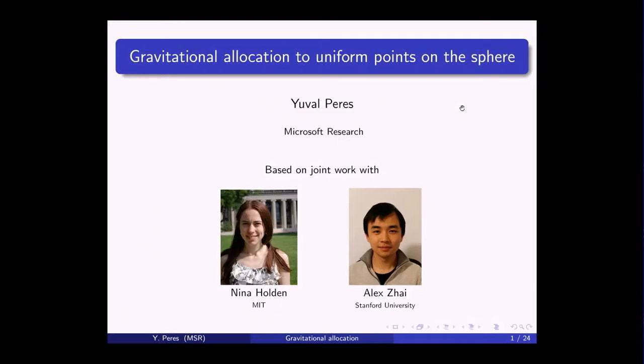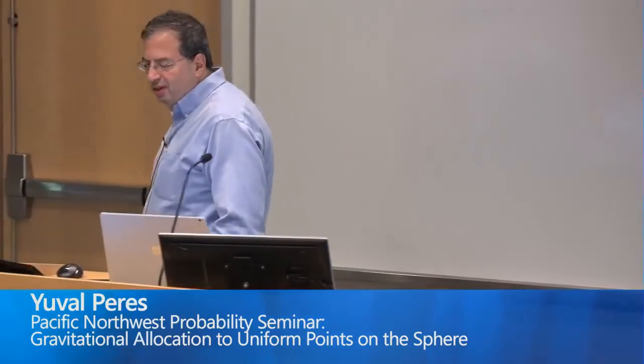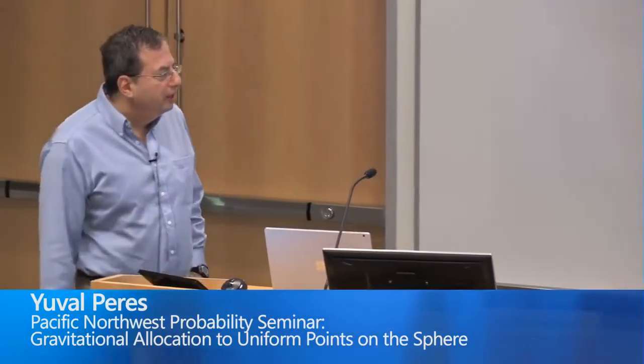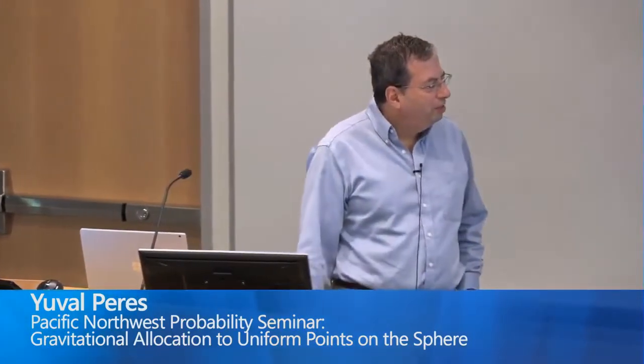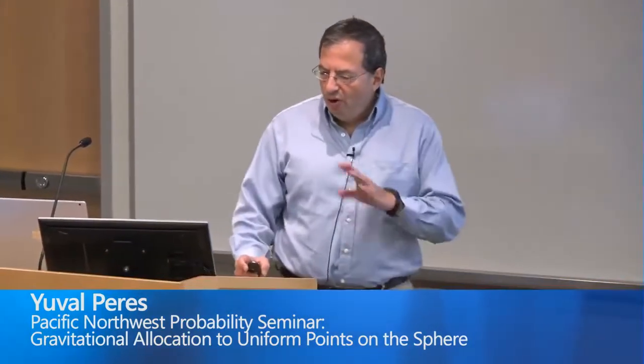This is a talk on gravitational allocation to uniform points. It's with Nina Holden, who's a student at MIT, and Alex Jai, student at Stanford, and you really couldn't ask for better collaborators.